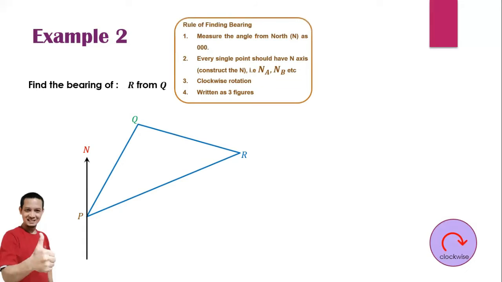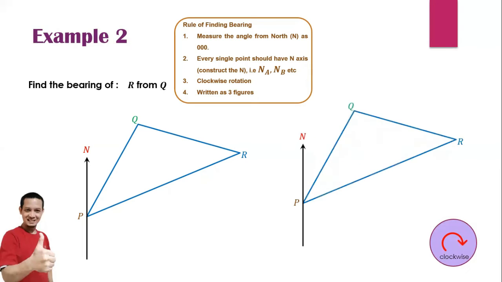Rule of finding bearing. Number 1, measure the angle from north as a 3-digit number. Number 2, every single point should have an axis. Construct the north. And number 3, clockwise rotation. And number 4, written as 3 figures.